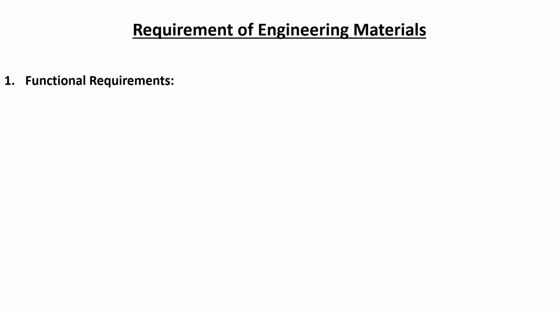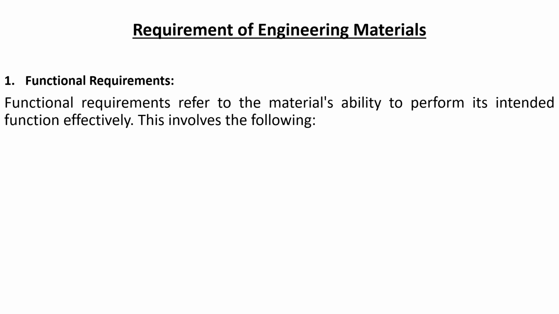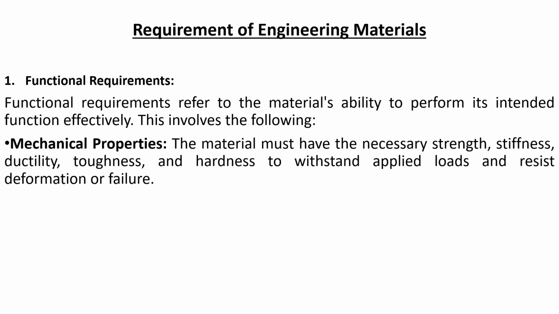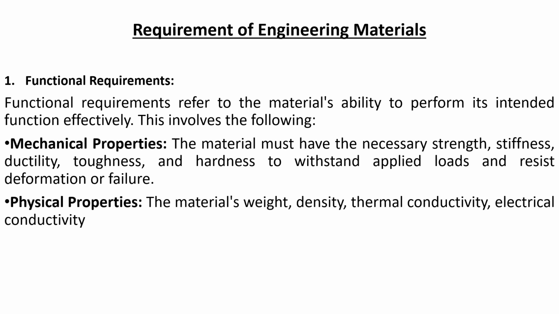Let's take the first one, which is functional requirement. Functional requirement refers to the material's ability to perform its function effectively. This ensures that the material possesses the necessary properties to perform the required task. This includes mechanical properties like strength, hardness, ductility, toughness, which basically determine how well the material can withstand forces, deformation, and impact. Physical properties: weight, density, thermal conductivity, and electrical conductivity.